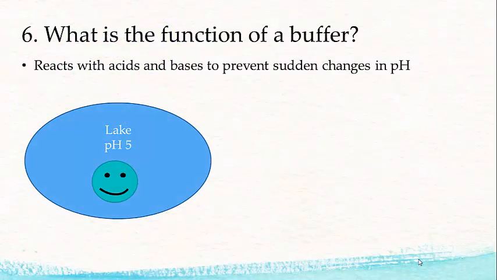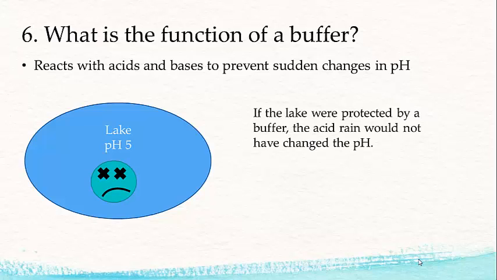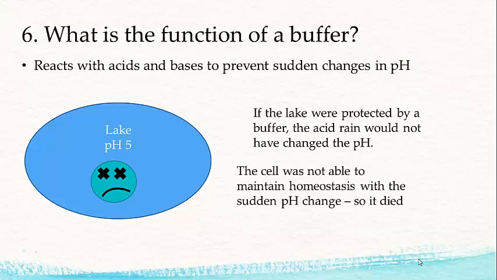The lake becomes acidified. Its pH becomes lower, meaning that there's more hydronium concentration, and the pH goes down. This is bad news for the single-celled organism that lives inside the lake. If the lake were protected by a buffer, the acid rain would not have changed the pH of the lake. This cell was not able to maintain homeostasis with the sudden pH change, so it died.